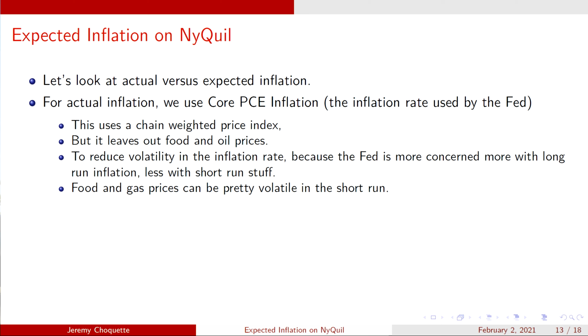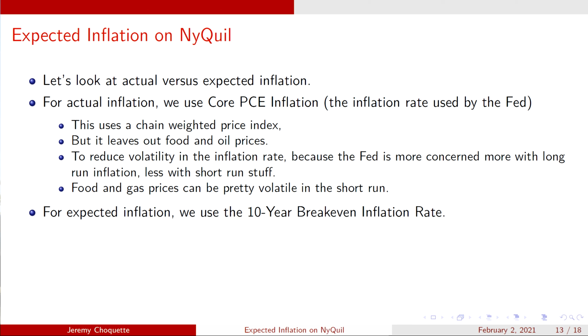Because, like I said, food and gas prices can be pretty volatile in the short run. And those are also driven a little bit more by supply shocks than other consumer goods that are on the market. And like I said, monetary policy isn't particularly good at dealing with supply shocks. They're better at dealing with demand shocks.